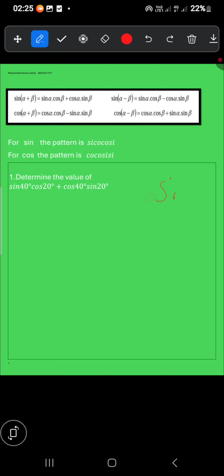In summary, the one for sine is sine cos, cos sine, and the one for cos is cos cos, sine sine. So yeah, let's start.